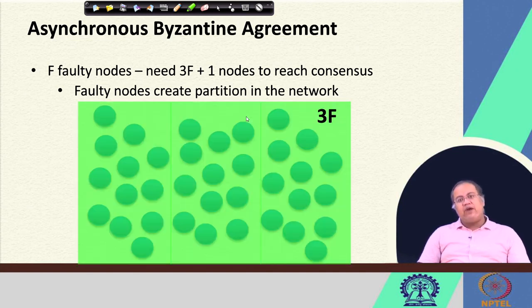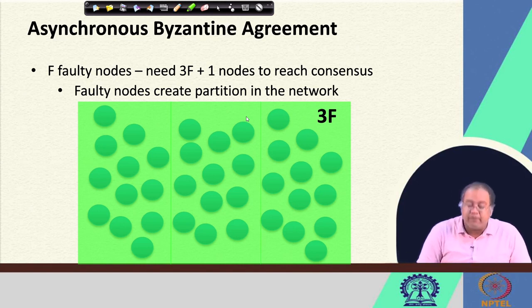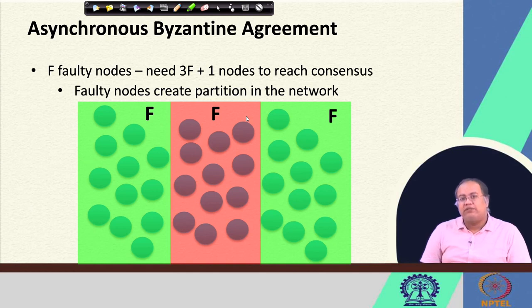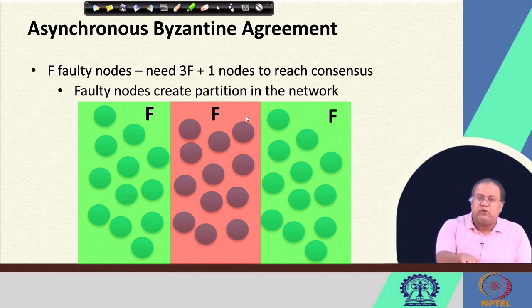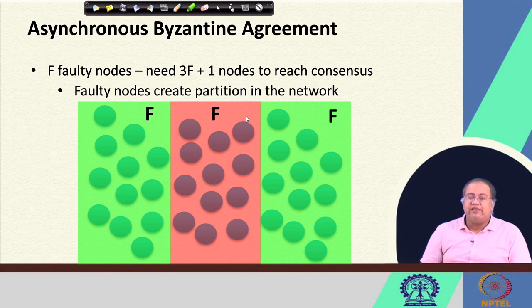So, assume that you have a total of 3f participants, and in these 3f participants I am assuming that f participants are faulty, and they are Byzantine faulty. I am assuming that these middle nodes, the nodes under this red set, are the faulty nodes, and the nodes in the green set are the correct nodes.